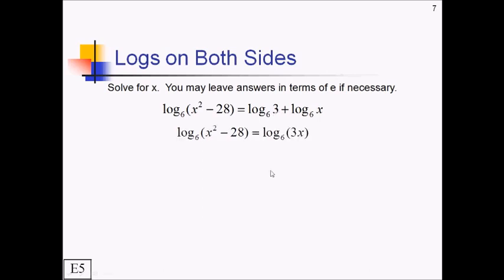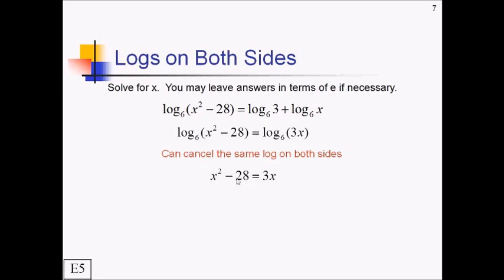And now at this point, this is a new situation. We've got one log on each side. So there's a couple ways you can handle this. One way is you can think about canceling out both logs by raising 6 to both sides of the equation. And that would get you whatever was inside on both of these. Another way you can think about it is if you just have a single log on each side and nothing else, and it's the same log, you can just cancel the same log on both sides. So we can just write x squared minus 28 equals 3x. But really what's going on behind the scenes is you are raising 6 to both sides of the equation. Anyway, let's keep going here.